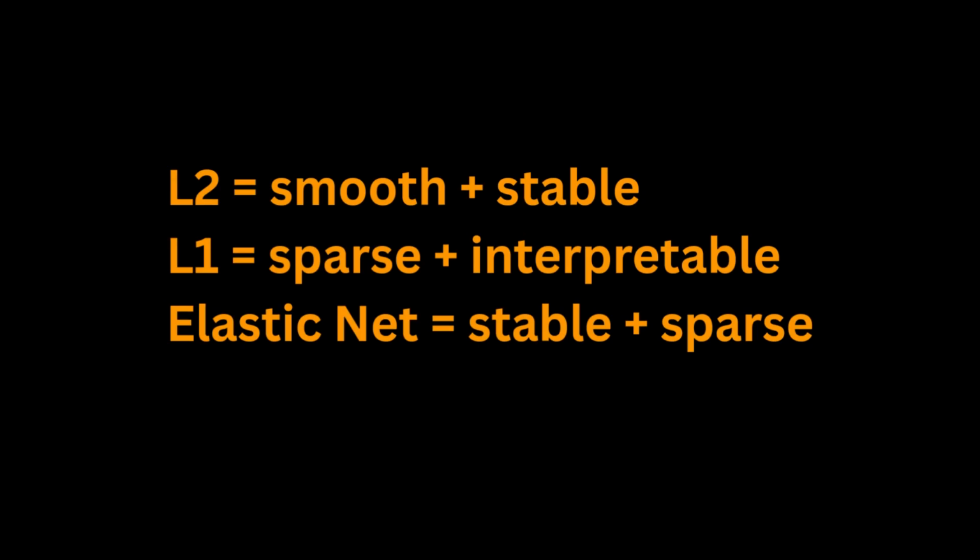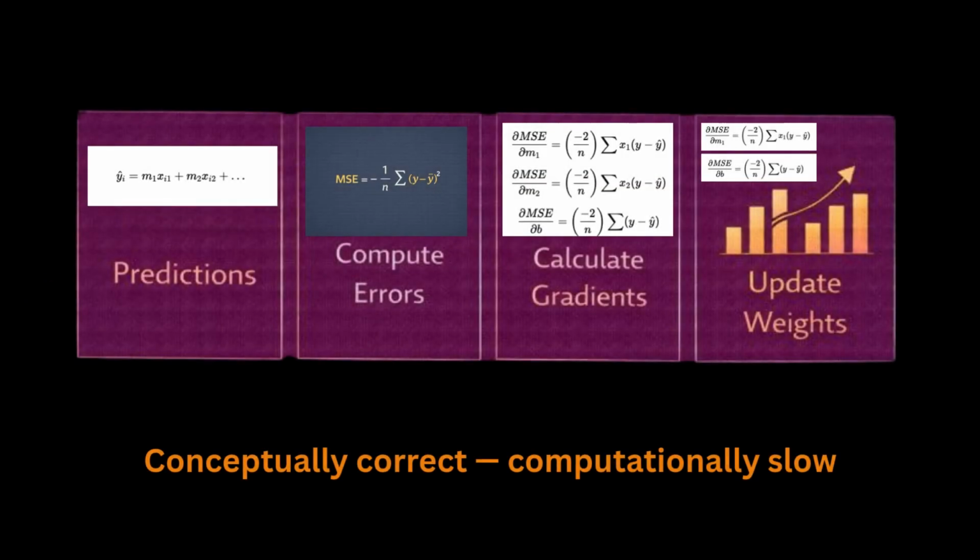So here's the final takeaway. L2 prevents weights from exploding. L1 can remove unnecessary features. Elasticnet combines both. That's why it's popular in real-world machine learning, especially when features are many and correlated. At this point, you understand the full toolkit for linear models. Next, how to implement everything cleanly using vector notation.